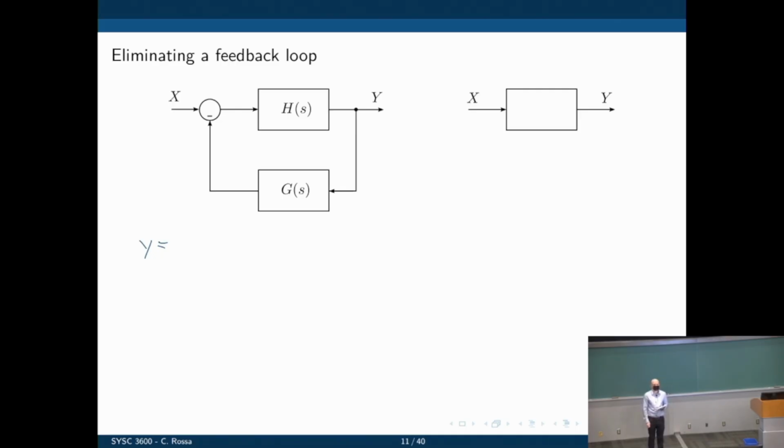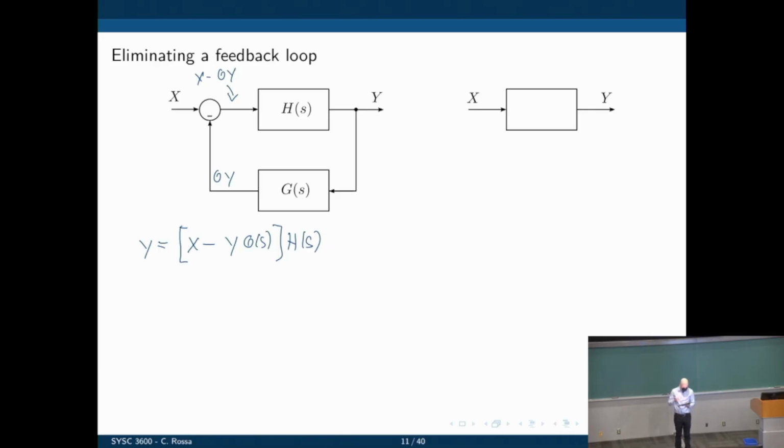What is y? Exactly. Very good. x minus y times g of s, all multiplied by h of s. All right, so here we have g times y. Here we have x minus g times y. And you multiply that result by h, we get y.